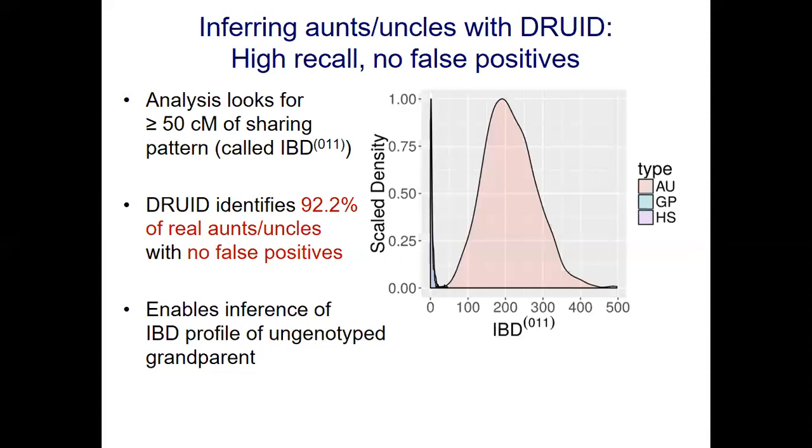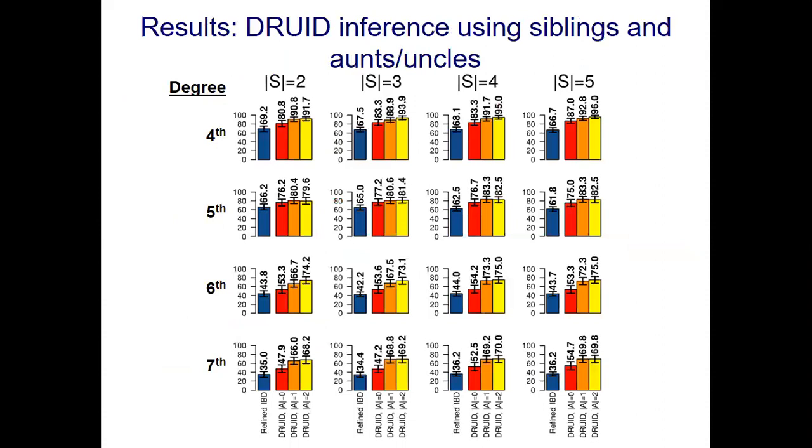So we take the data from the siblings, take the union of that, and union that further with any aunts or uncles that we detect by these means, and that gives us an IBD profile of an ungenotyped grandparent. So now I'm going to show results from this approach.